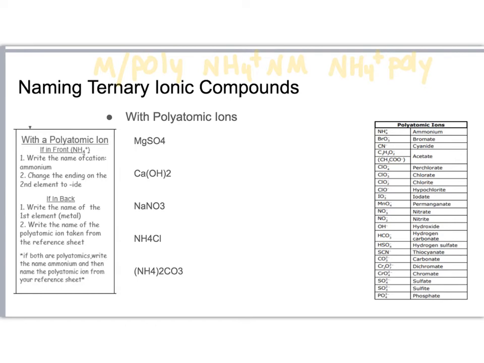So if we take a look at example 2, you will see that OH is in parentheses. That is the hydroxide ion. And if we take a look at example 5, you will see that NH4 is in parentheses, and that is the ammonium ion.